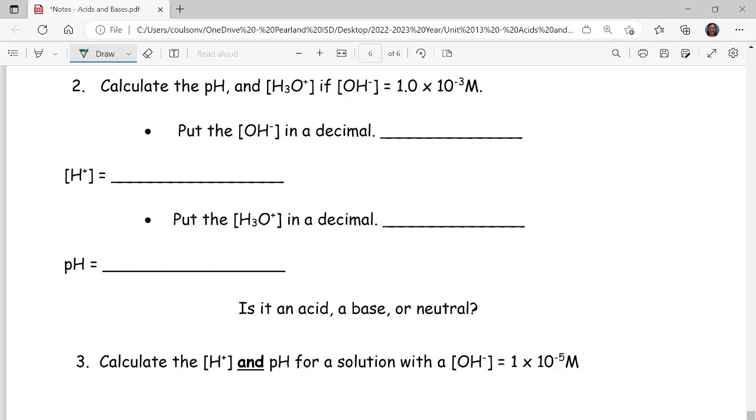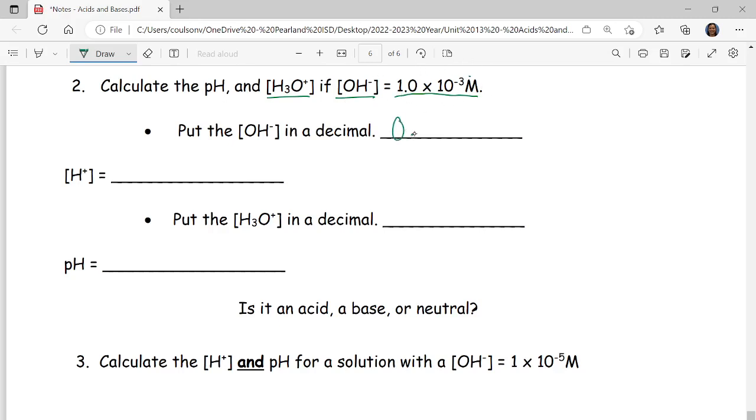Thank you very much. Calculate the pH and the hydronium ion concentration if the hydroxide ion concentration is equal to 1.0 times 10 to the negative 3 molar. So first it says put the OH concentration in a decimal form. This should be second nature at this point. If I have the OH concentration given to me in scientific notation, to write it as a decimal, it would just be 0.